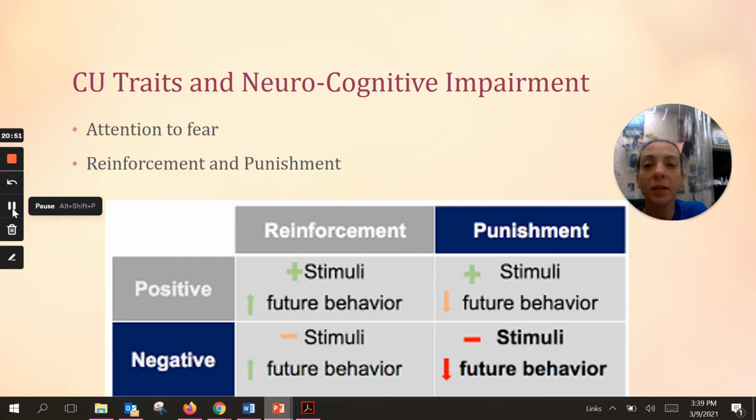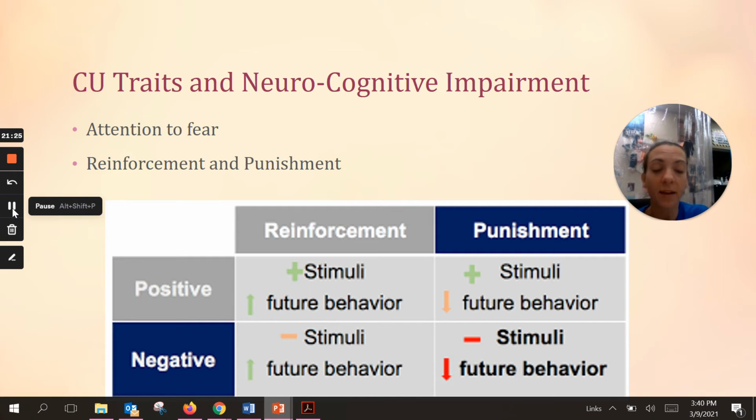So let's talk CU traits and neurocognitive impairments. There's two main areas that we're going to talk about: attention to fear and reinforcement and punishment. Children who have CU traits have reduced autonomic responses to the distress of others. Our autonomic responses are those things that we talked about a couple of slides ago. So our heart starts to beat fast, we might start sweating, all of those types of things that happen when we're nervous. We have those reactions when others are in distress, but children with CU traits don't have those.